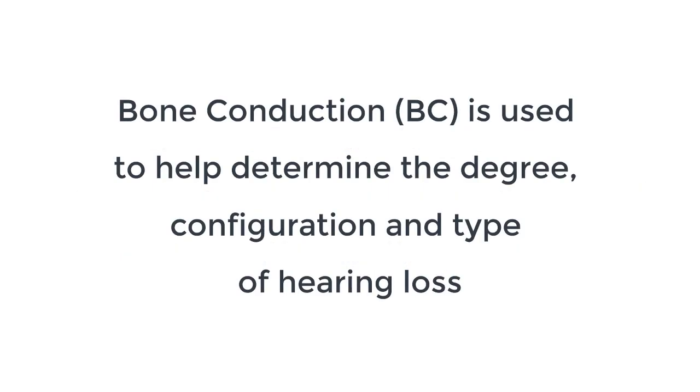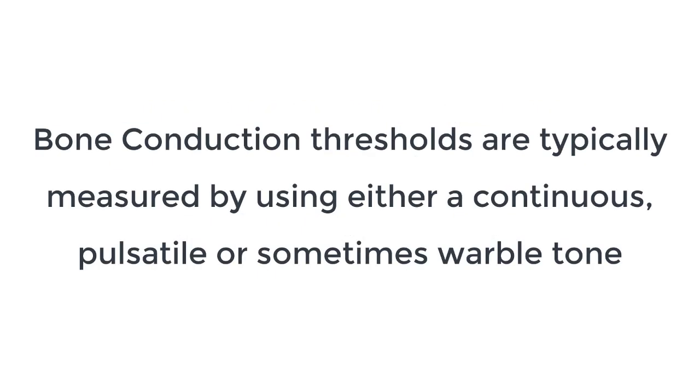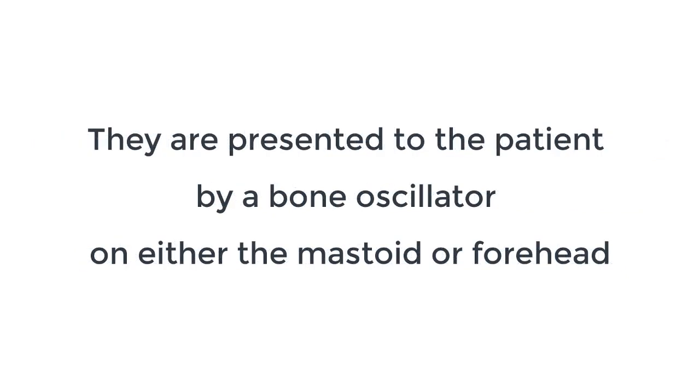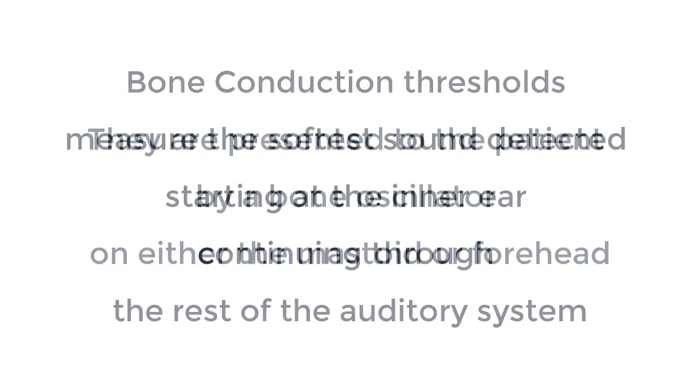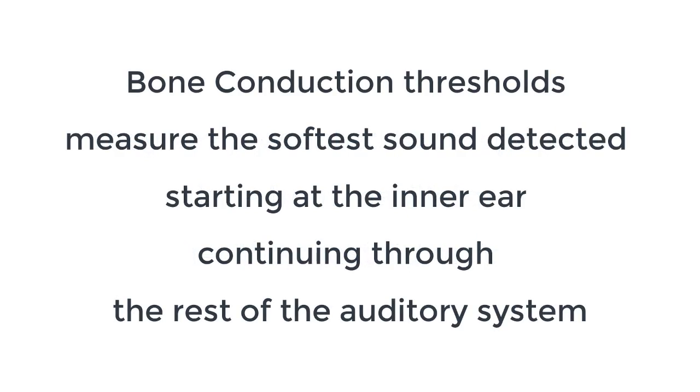Bone conduction testing is used for the same purpose. It's to help determine the degree, configuration, and type of hearing loss. They're typically measured using, again, a continuous, pulsatile, or sometimes warble tone. They're presented to the patient by a bone oscillator on either the mastoid or the forehead. Bone conduction thresholds measure the softest sound detected, starting at the inner ear and then continuing through the rest of the auditory system.